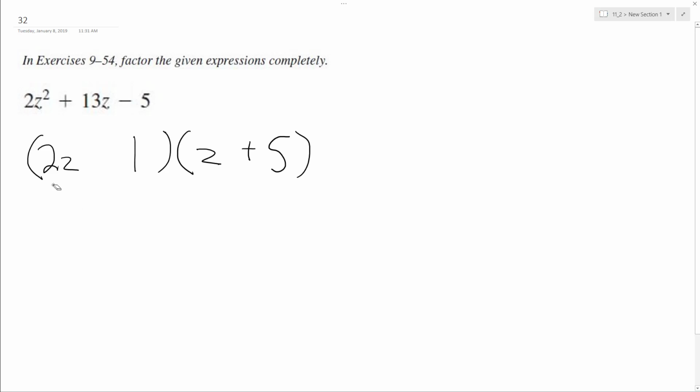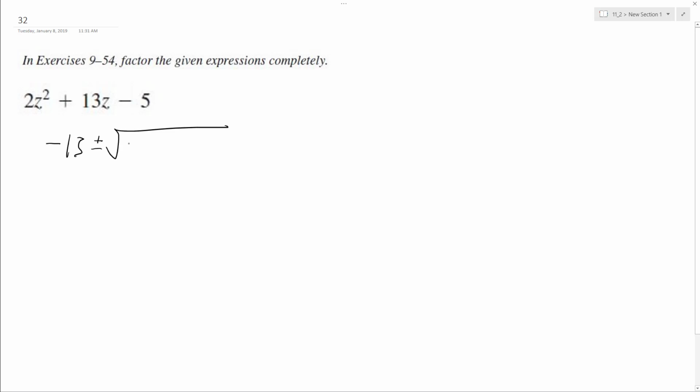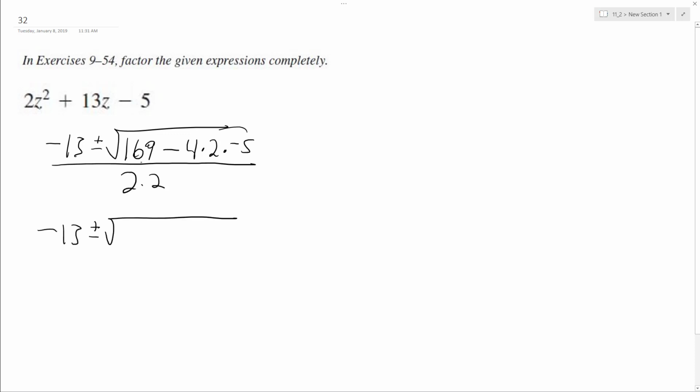Now this isn't factorable by conventional means. I'm going to have to use the quadratic formula. So what we'll have here is the opposite of b, so negative 13, plus or minus the square root of b squared, so 169, 13 squared, minus 4 times 2 times c, which is negative 5, all over 2a. It's 2 times 2. So we'll have negative 13 plus or minus the square root of, so that's 169 plus 40. So 209 over 4.